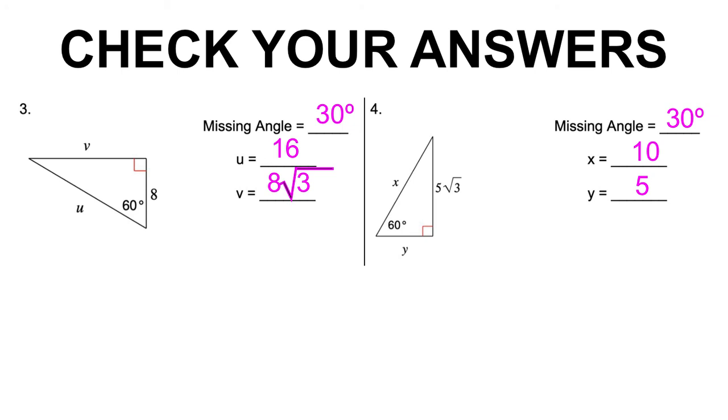Then for number 4, my missing angle is 30. It looks like this time I know the longer leg, so that means the short leg is just going to be this number in front of the root, so that's going to be 5, and then if I double 5, I get my hypotenuse of 10.